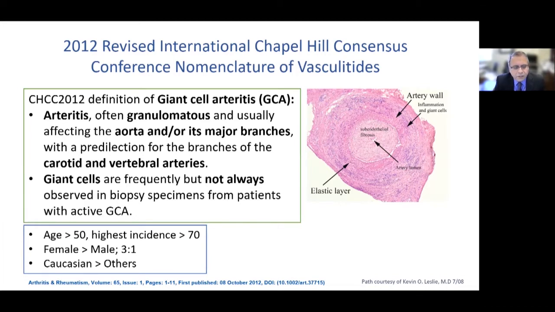Generally, this disease occurs, as you may know, in those who are over the age of 50, but really the highest incidence, particularly of giant cell arteritis, is generally around age 70 or older. It is seen more in the female population than male, with a ratio of 3:1, and more in Caucasians than other ethnic backgrounds.